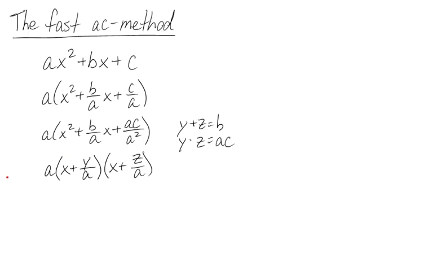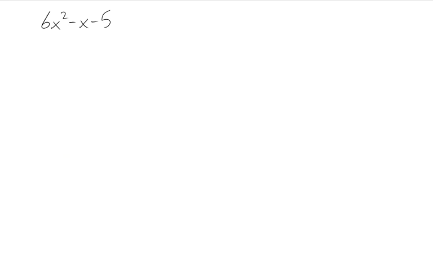So let's do an example. Let's start with the problem 6x squared minus x minus 5. To factor this thing, here's what we do. We multiply a times c, which I write like this. We're going to create a new polynomial, so this is not equal to the original, but nevertheless we get x squared minus x minus 30. So I just move the 6 over and multiply it through.